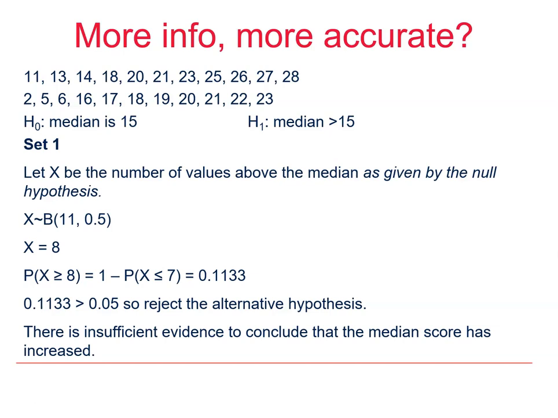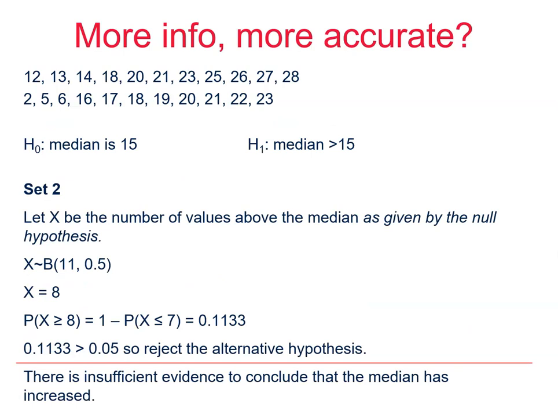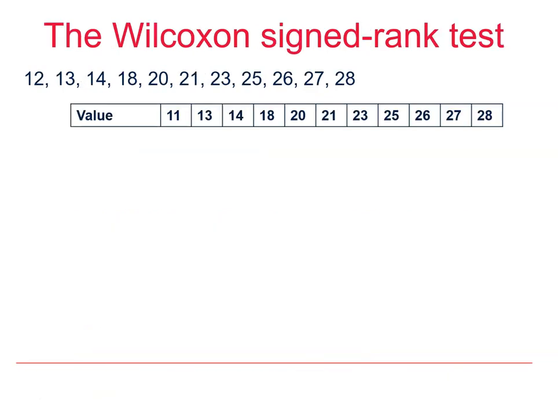What about set 2? Of course, we get exactly the same calculation and therefore the same conclusion for set 2. All we are counting is how many scores are above the median, which is the same for both sets. But these two datasets are clearly very different. Can we use more of the information without making too many assumptions about the distribution? Let's look at how far the data are from the median.